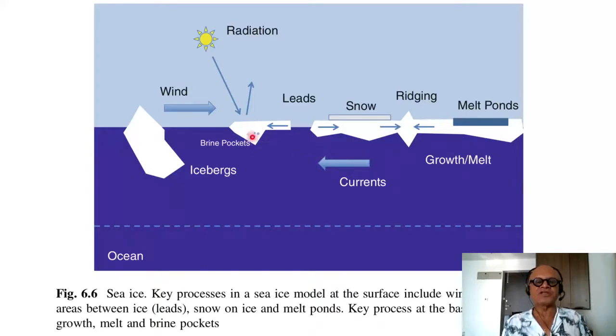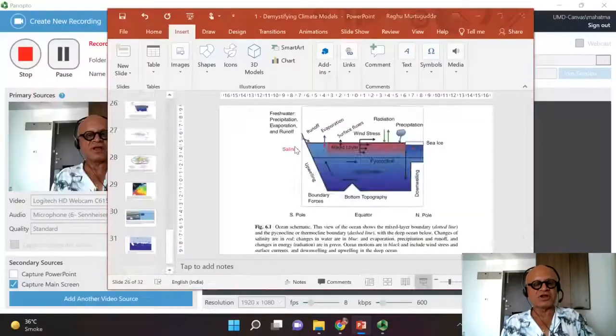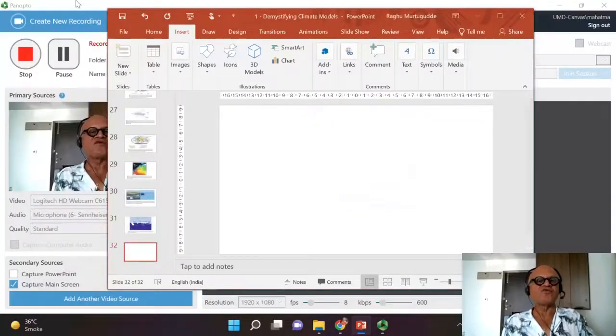So brine pockets can form when sea ice forms. Ice rejects salt, so those processes can happen, and this kind of ice formation, brine rejection, and so on can set up local convection and mixing, and so on and so forth. So these are all key processes which models are nowadays able to account for.